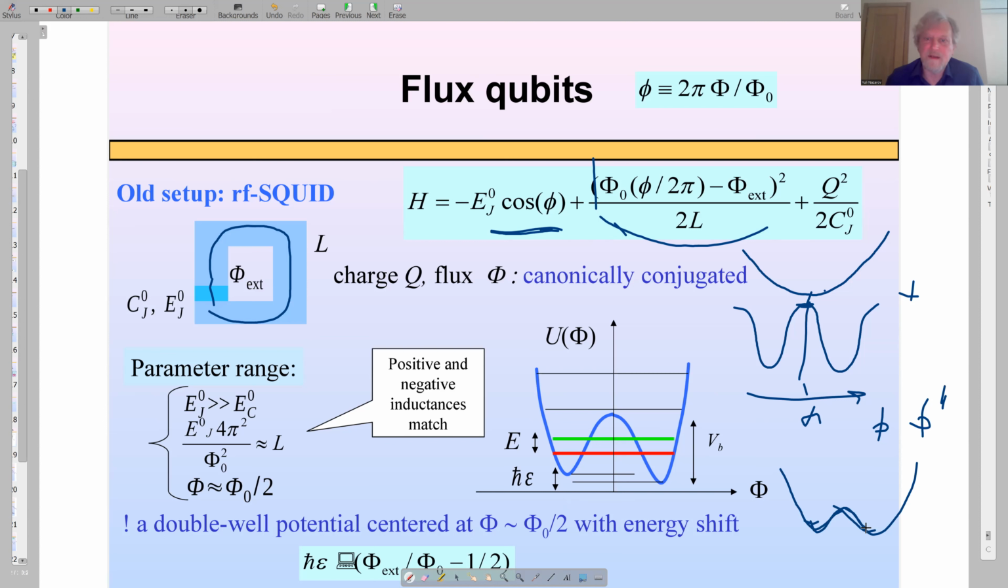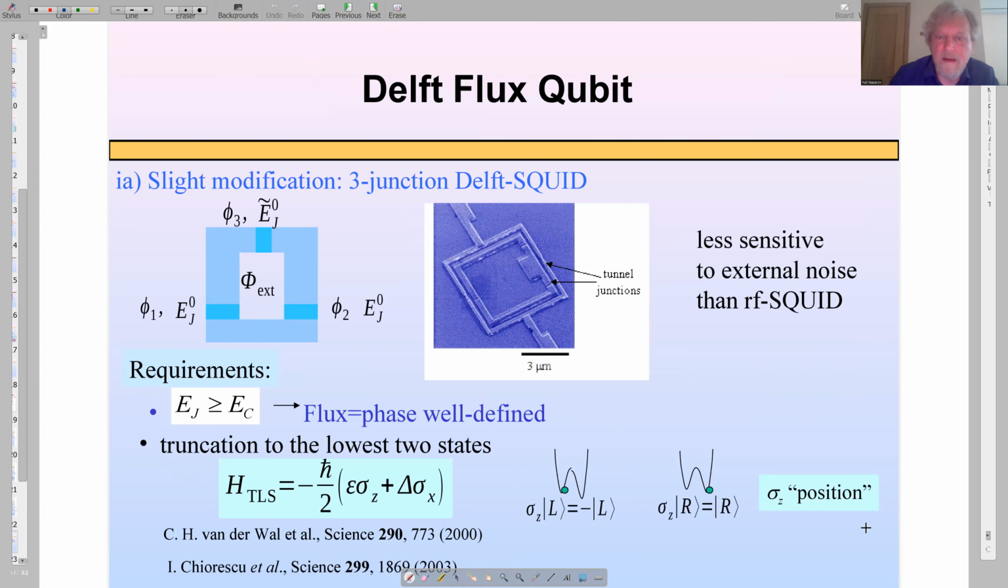literal realization of the qubit, which we discussed several times in advanced quantum mechanics, a particle in two wells, which can be on the left and on the right. All right, it has been made in practice. It was also research in Delft.